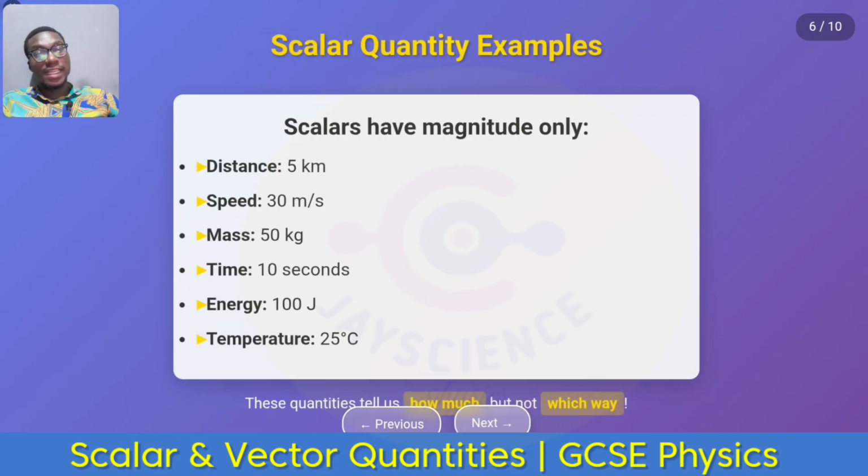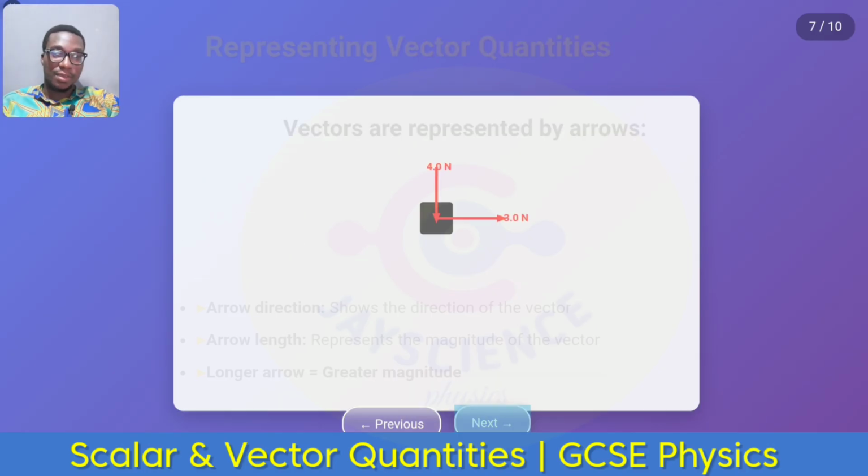Moving on, scalars are only concerned with the numbers, not which way. Distance 5 km, speed 30 meters per second, mass 50 kg, time 10 seconds, energy 100 joules, temperature 25. You cannot say, this is my temperature, my temperature is 30 degrees in the east direction. No, it's not possible. All right.